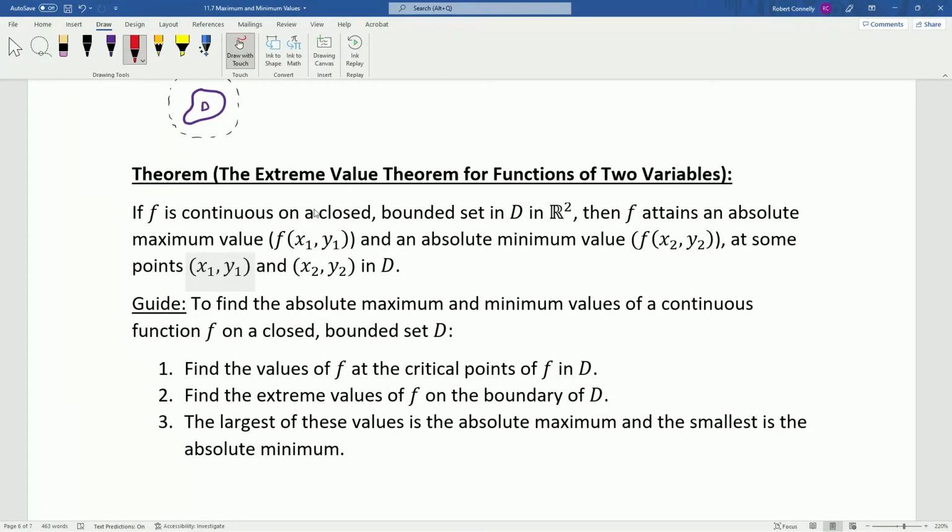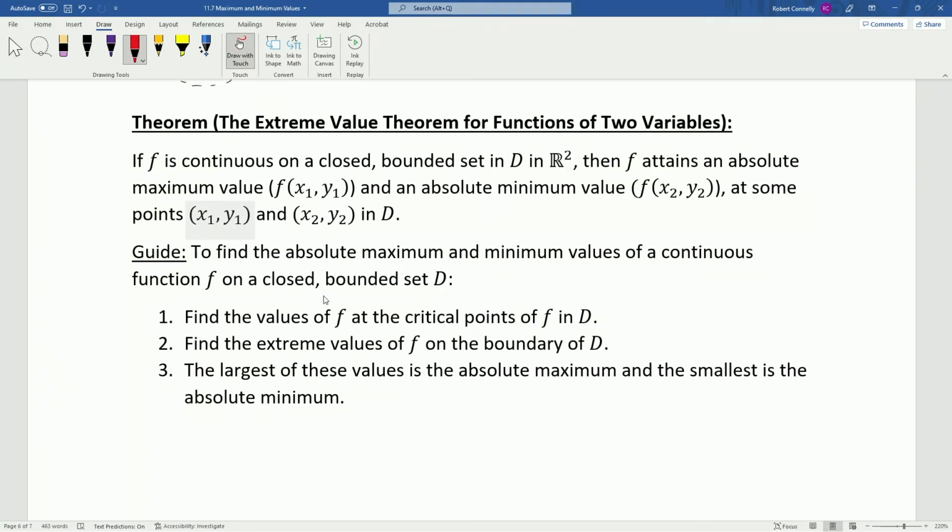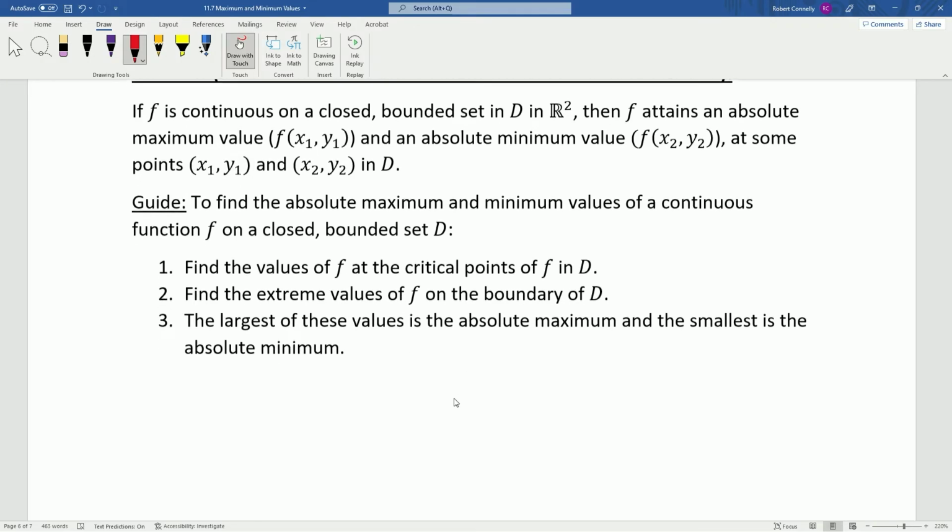Okay, so theorem, the extreme value theorem for functions of two variables. If f is continuous on a closed and bounded set D in R2, then f attains an absolute maximum value and an absolute minimum value at some points (x1, y1) and (x2, y2) in D. So guide, to find the absolute maximum and minimum values of a continuous function f on a closed bounded set D, first you find the values of f at the critical points of f in D, and then you find the extreme values of f on the boundary of D. After that, once you have those values, the largest of those values is the absolute maximum, and the smallest is the absolute minimum.